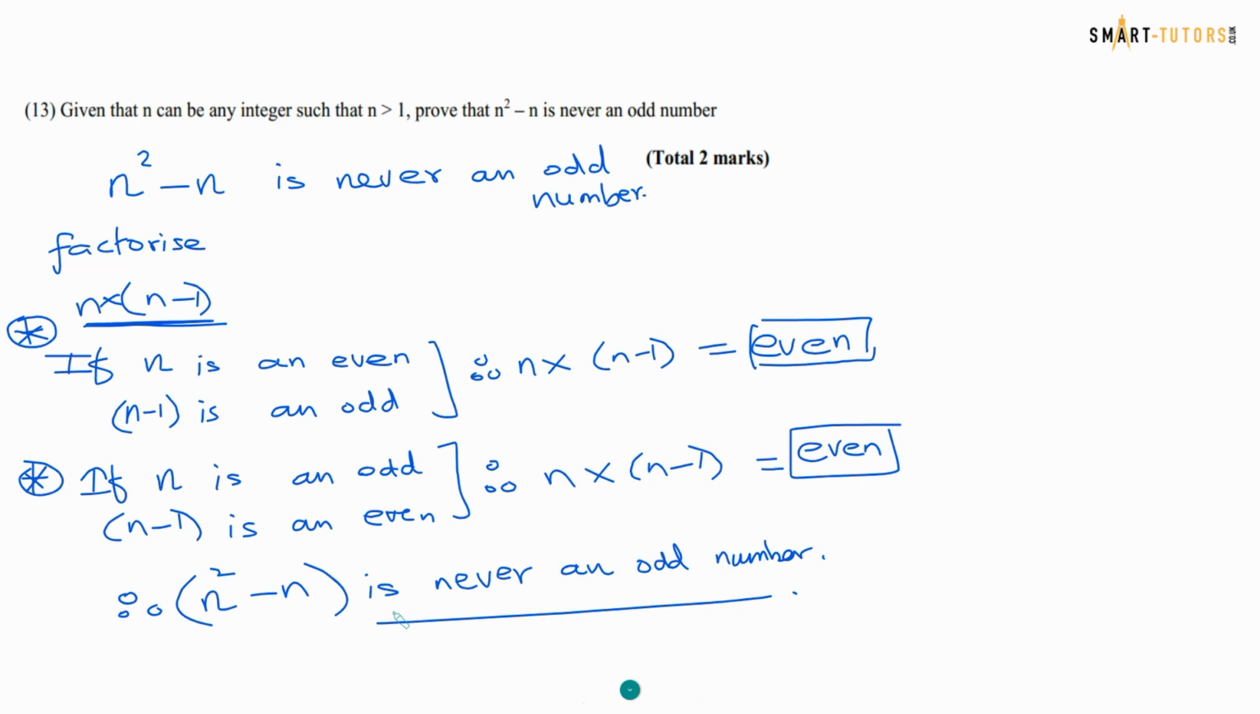So if n is an even number, the next number, n minus 1, or the number before it, is going to be an odd number. So even times odd is definitely an even number. Then if n is an odd number, the number before has to be an even number. So odd times even is again an even number. So n squared minus n is never going to be an odd number. It has to be an even number.